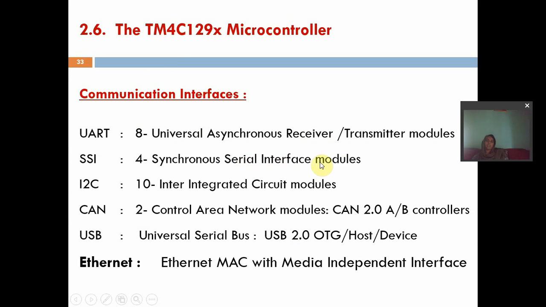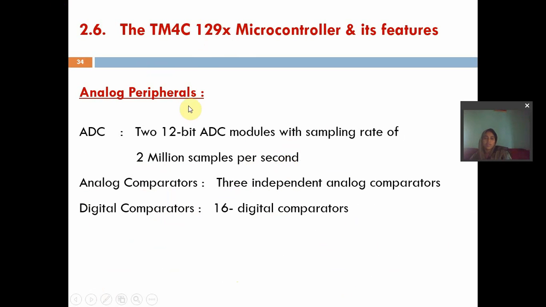SSI, synchronous serial interface modules, are 4, and I2C, inter-integrated circuit modules, are 10. CAN, controller area network modules, are 2, and USB, universal serial bus. And extra we have Ethernet MAC with media independent interface also introduced in the TM4C129 microcontroller. So these are the different analog peripherals: two 12-bit ADCs and analog comparators and digital comparators. So 3 independent analog comparators and 16 digital comparators.